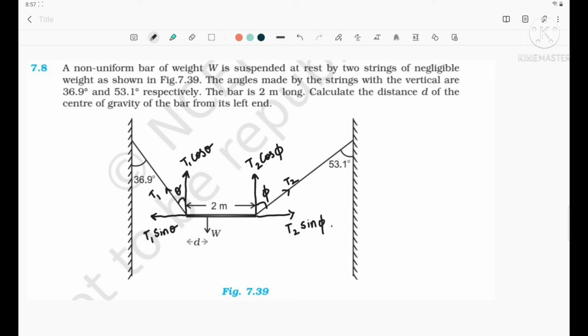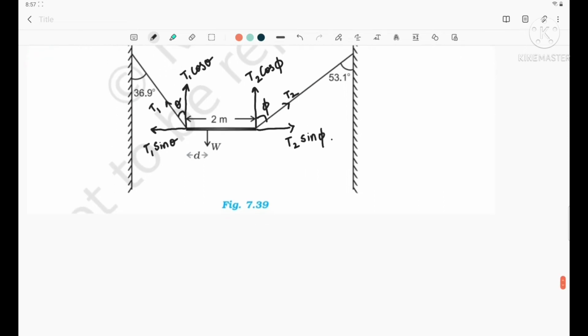Okay, and so when we consider translational equilibrium, there are two types of translatory motion that can happen. One is along the y-axis, the other is along the x-axis. In the x-axis, if the object is in equilibrium, I can write T1 sin theta is equal to T2 sin phi. So this will be the first equation.